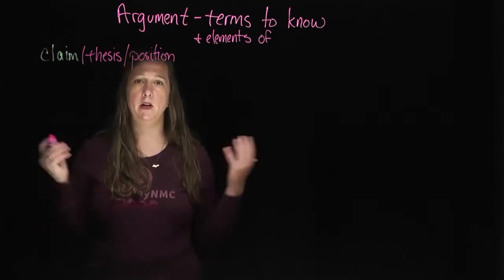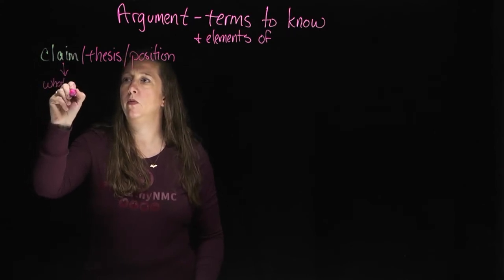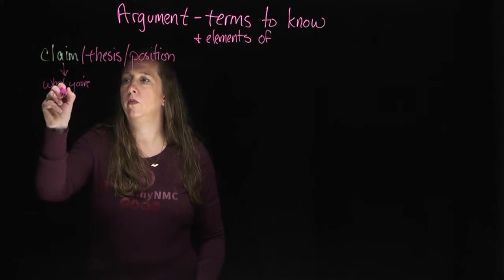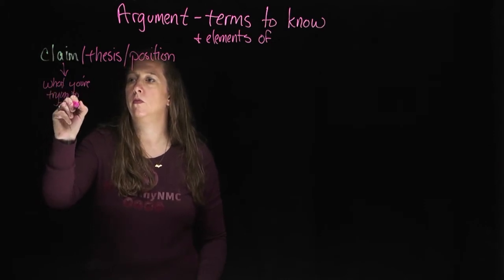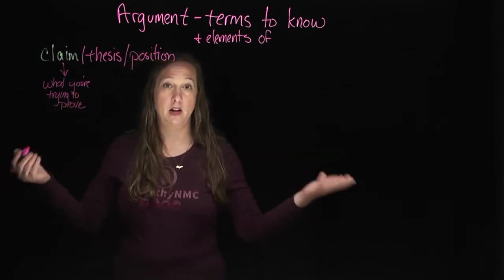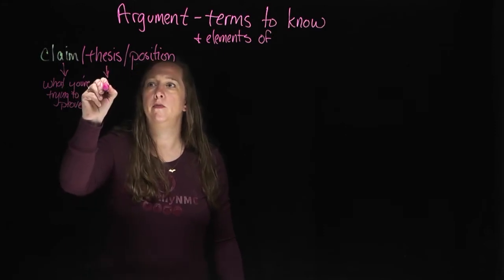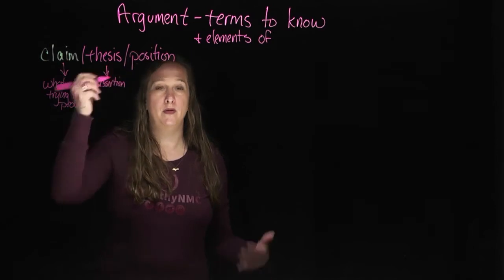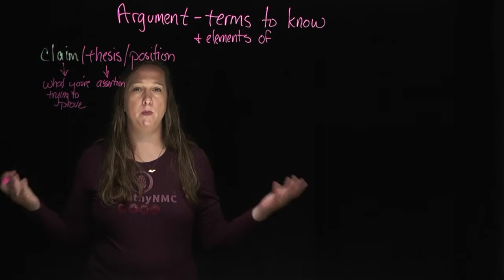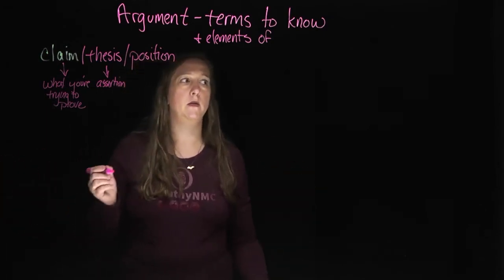So your claim in your writing, this is what you're trying to prove. So what is it that you're trying to prove? What is your statement, your claim, so to speak? Your thesis, this is your assertion or the main idea of your paper. You are asserting that this claim is to be true, to be believed, proven, so to speak.